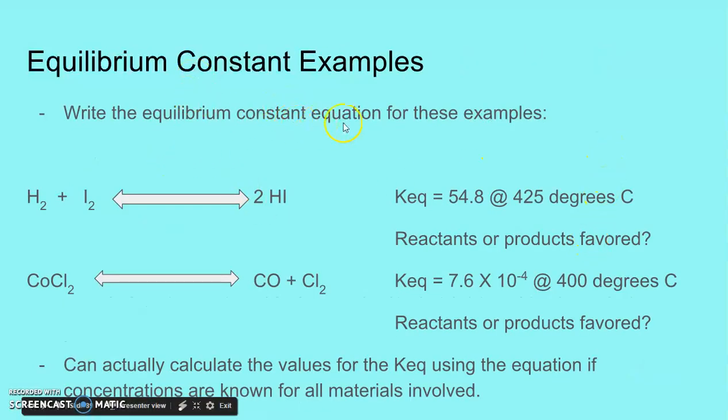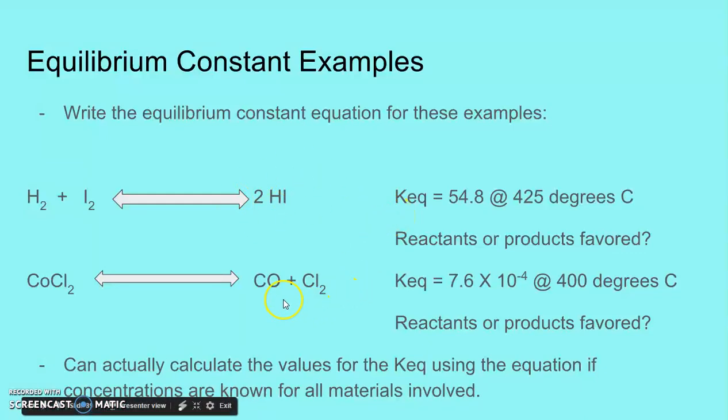So write the equilibrium constant equation for these examples. So right here, we're going to have, remember, our products on the top. So this would be concentration of HI to the second power divided by concentration of H2 times concentration of I2. And the KEQ, the equilibrium constant, is 54.8, which is a pretty high number. So which is favored, the reactants or the products? In this case, the products are definitely more favored.